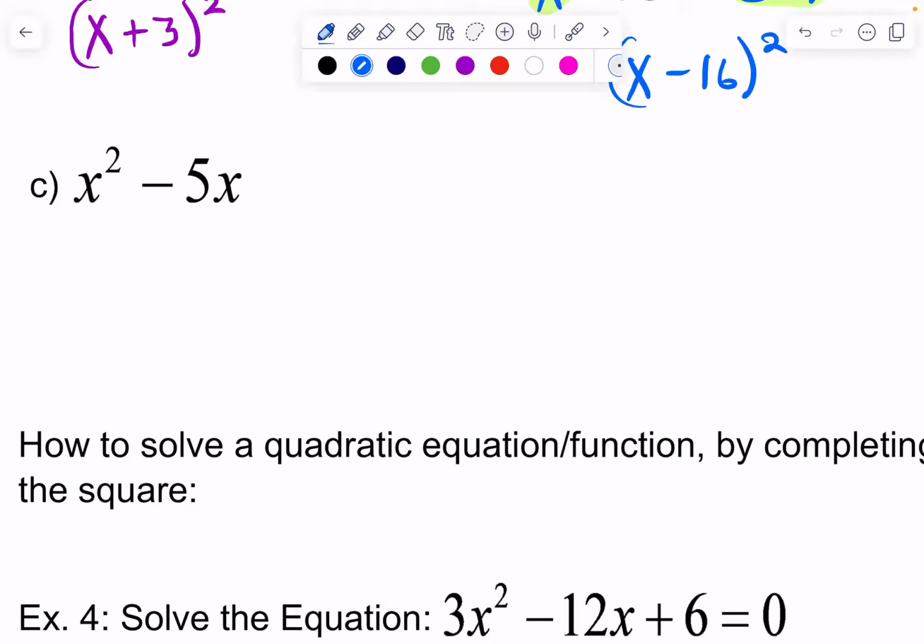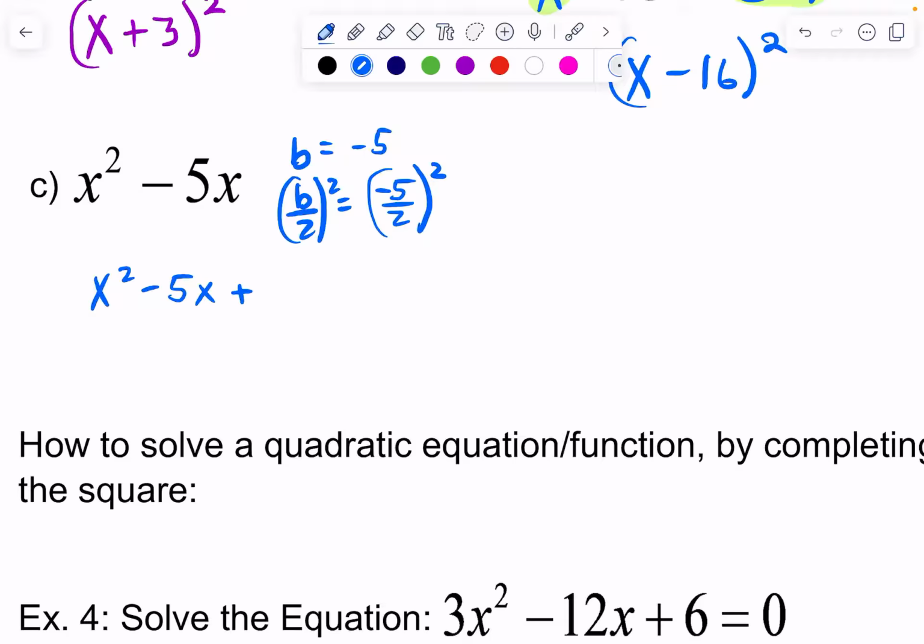And last but not least, let's check it out when it's a fraction, when it's not perfect and beautiful. The b in this case is negative 5. So I want to calculate my (b/2)². I've got (-5/2)². That doesn't simplify, so we leave it just like that. So I've got x² - 5x + (-5/2)². Now the square root of the first term is x, and the square root of the last term is negative 5 halves. And we square that binomial. And there you have it. That's how you complete a square.